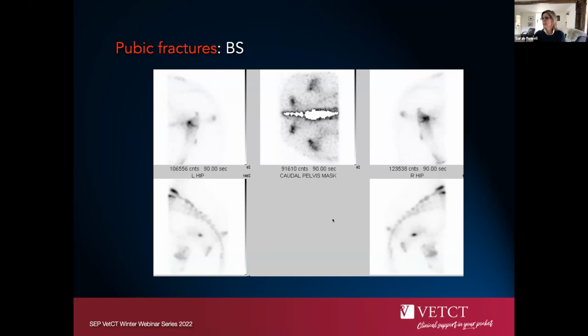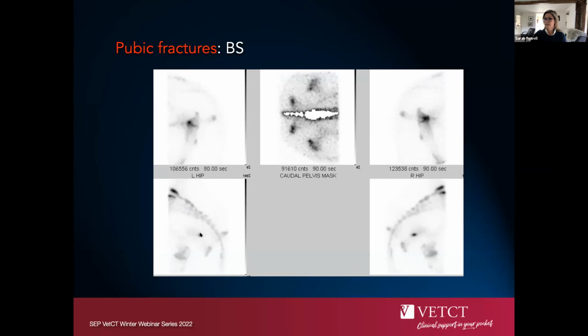Pubic fractures, they represent a very small number of pelvic fractures in the horse. But they are there, and they can catch you out because they're so difficult to spot. If you've got any bladder uptake, or again, if image quality is not immaculate, you're going to miss these. So you don't see them on the regular lateral and dorsal views.